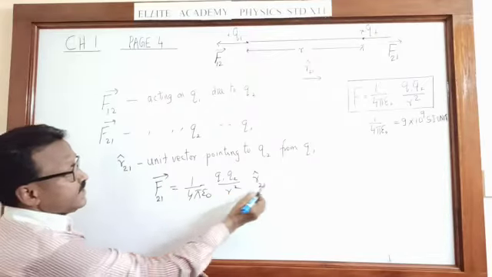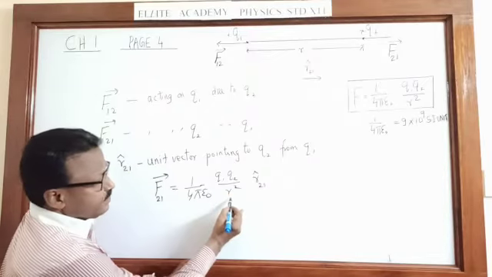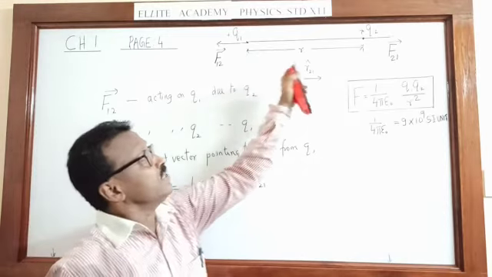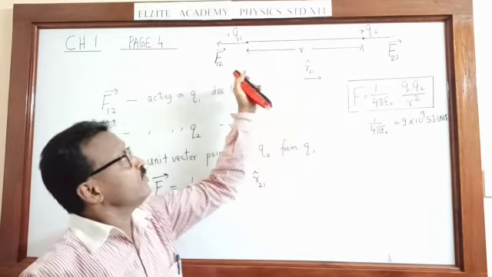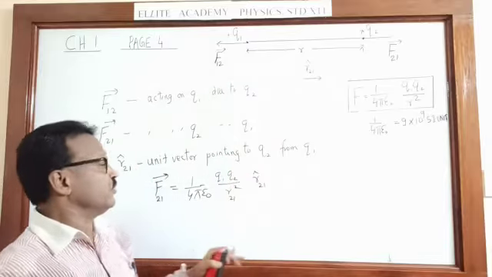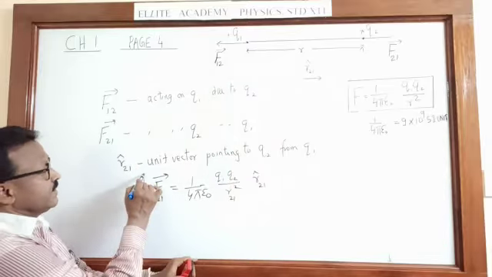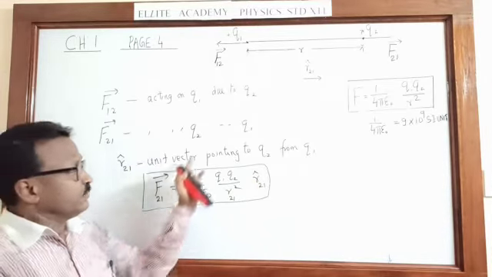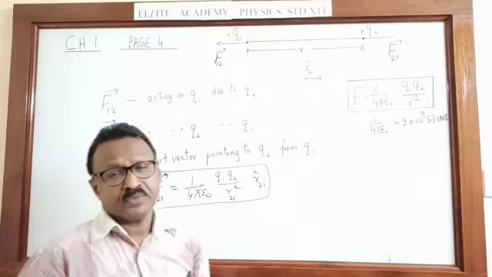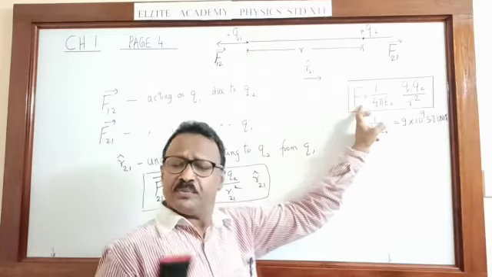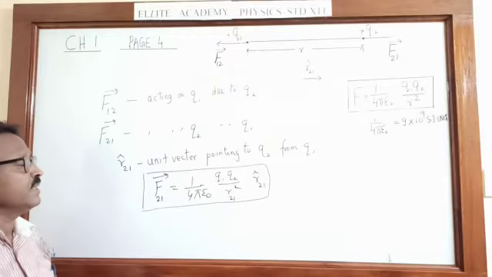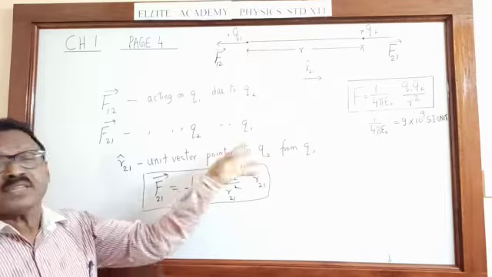Then if this is R21 cap, I can keep it as R, or I can say R21. R21 is the distance between 2 and 1. In the same way, R12 or R21. This is the equation given at the end of page number 4. This we call Coulomb's law in vector form. Express it in vector form means just write the equation and say what the terms are.